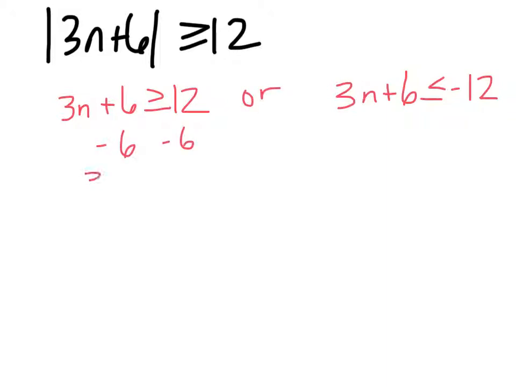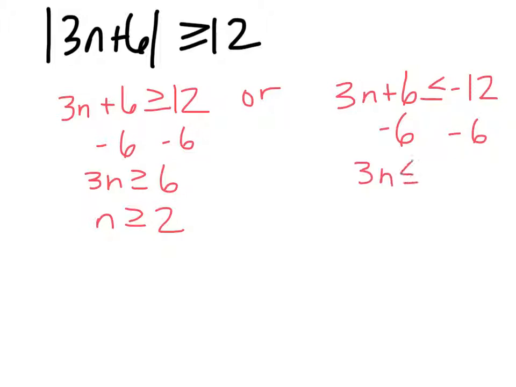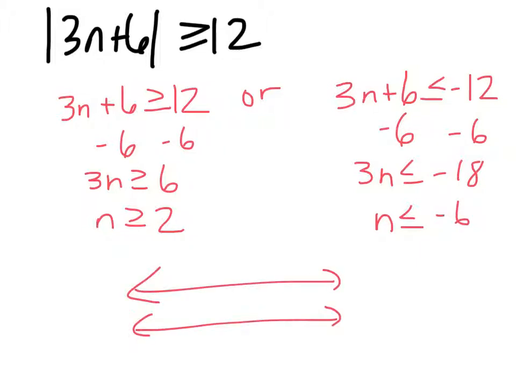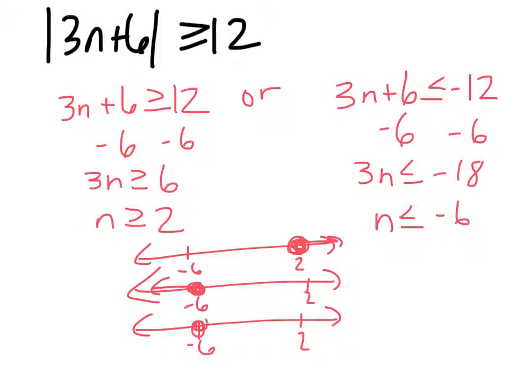Minus 6, 3n is greater than or equal to 6. Divide by 3, n is greater than or equal to 2. Minus 6, 3n is less than or equal to negative 18. Divide by 3, n is less than or equal to negative 6. And then I'm going to graph it. My three graphs, I have negative 6, 2, negative 6, 2, negative 6, 2. So greater than or equal to 2. Less than or equal to negative 6. It's an or problem. I just combine them. And there's my solution.